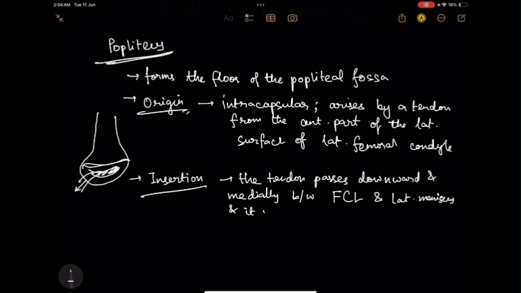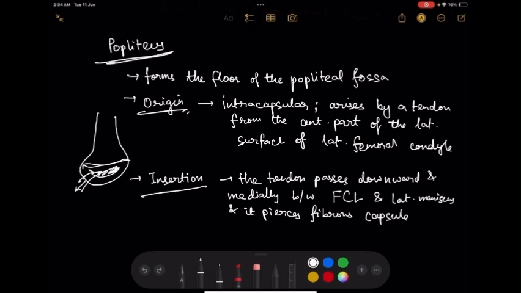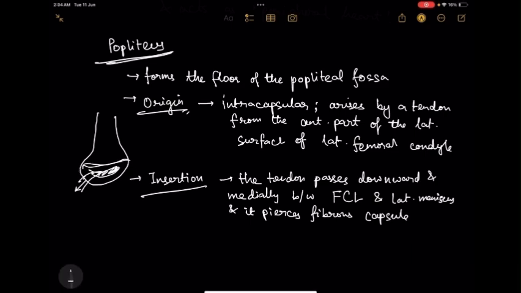And it pierces the fibrous capsule to exit. Okay, it has to pierce the fibrous capsule to exit. This is the capsule, so it is piercing it to exit. Yeah, fibrous capsule, and is accompanied by the synovial sheath, synovial pouch. Sorry.